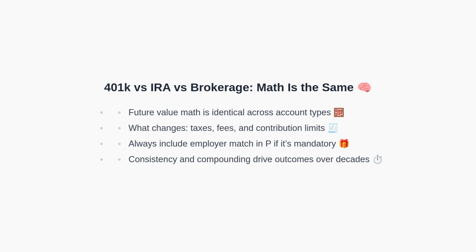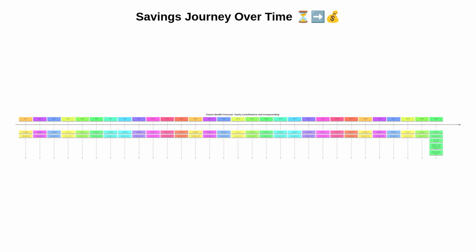Now, let's visualize the savings journey along your timeline. This timeline shows that each year you contribute payment P and your balance compounds at rate R. Over 30 years, these repeated actions build the future value. The diagram emphasizes that even small changes in R, the growth rate, have large effects on the final accumulation due to compounding. It also reminds that if contributions are made at the start of each year, you apply a 1 plus R multiplier to convert from an ordinary annuity to an annuity due.